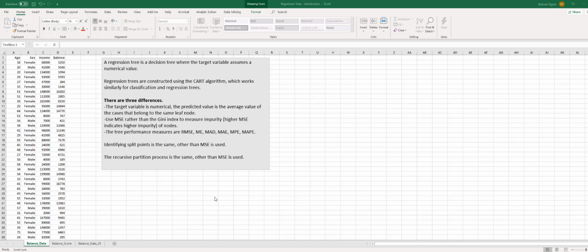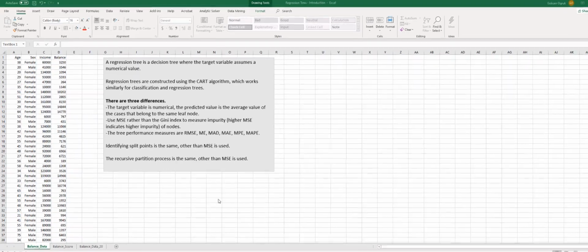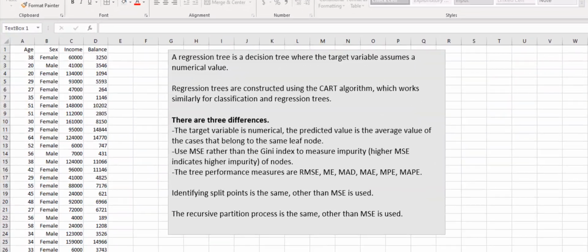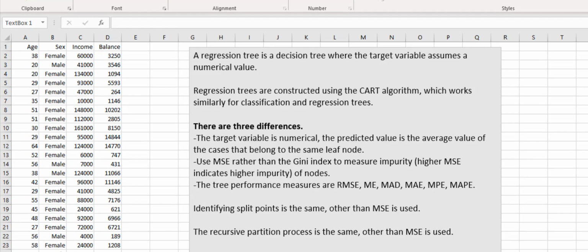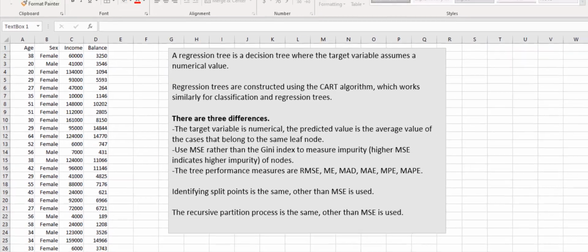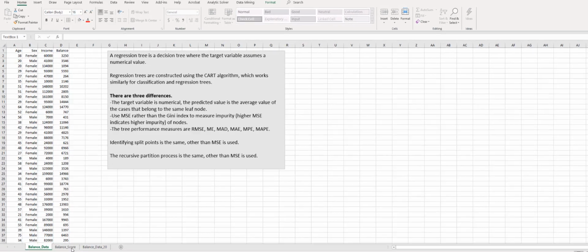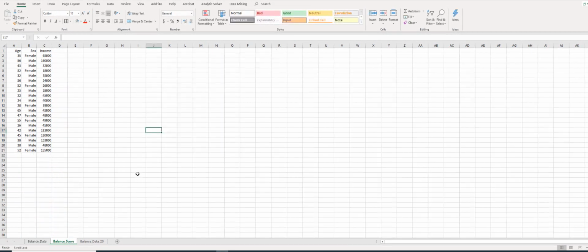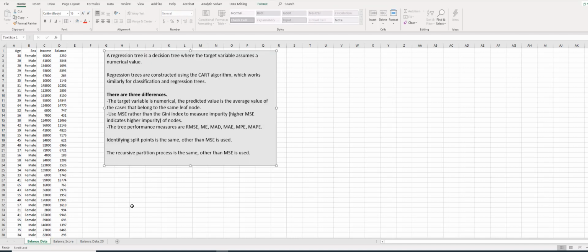In this dataset that he compiled, we have the worksheets balance data and balance score. The balance data worksheet contains the information from 500 current customers, including the customer's age in years, sex, annual income, and the average monthly account balance. Balance score, on the other hand, includes the information of 20 potential customers, and this dataset includes the customer's age, sex, and income. Ultimately, Hayden wants to build a predictive model using the data of current customers to predict the average account balance for the 20 potential customers.